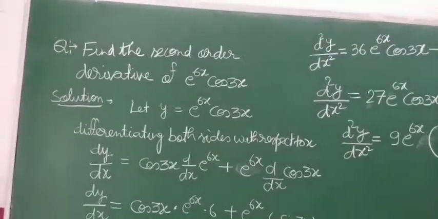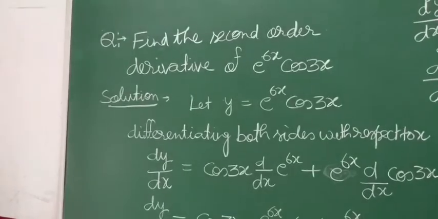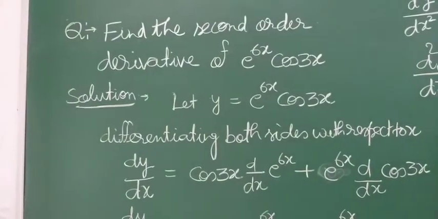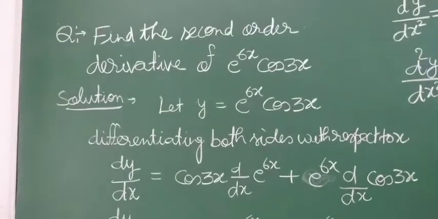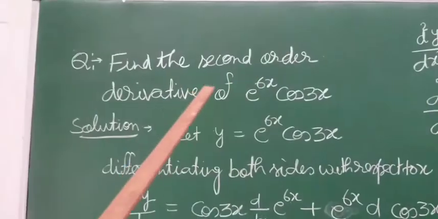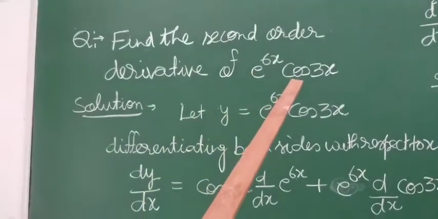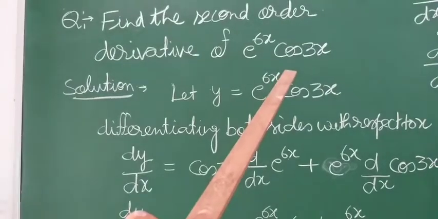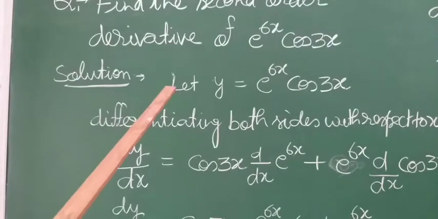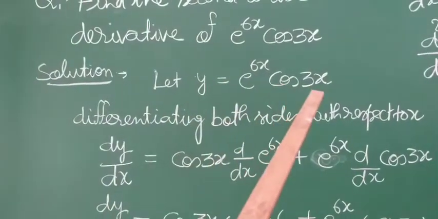Good morning, students. Today we are going to learn the method of finding the second order derivative. So, students, this is the question. Find the second order derivative of e to the power 6x cos 3x. Okay, students. So, I am going to suppose y equals e to the power 6x cos 3x.